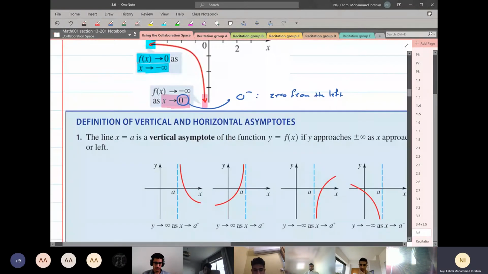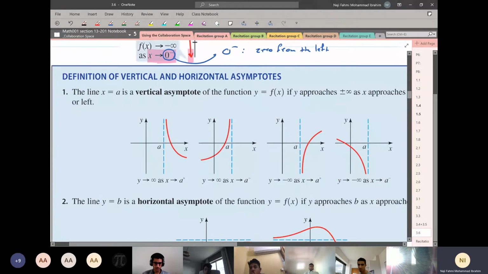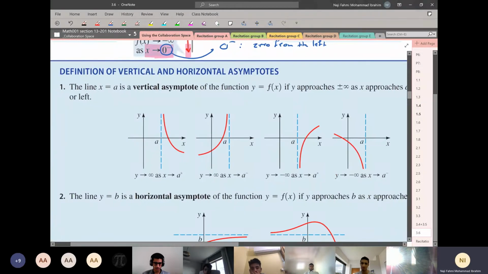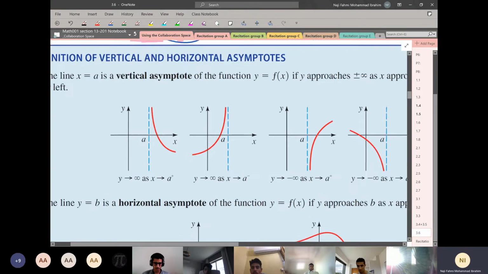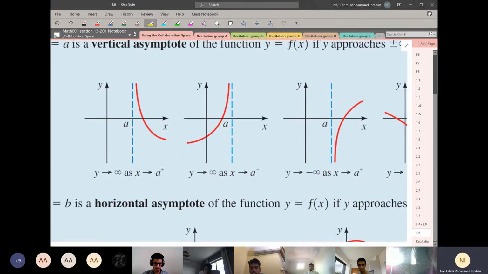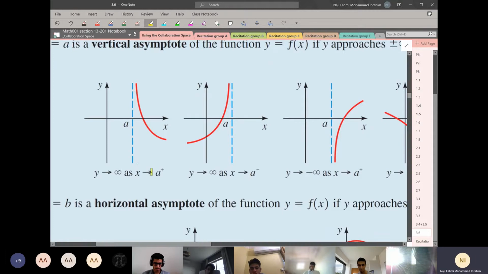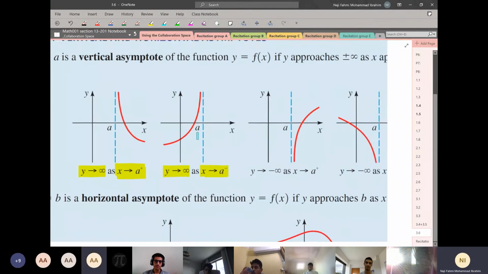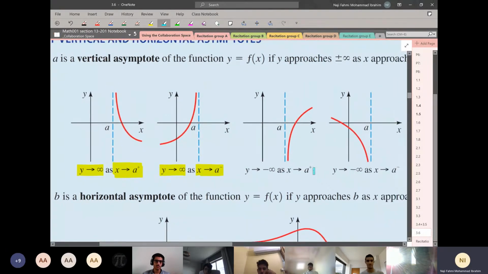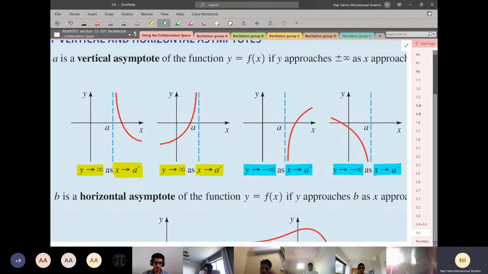Again, in my next slide here, you can see the definition of the vertical asymptotes and the horizontal asymptotes. The definition of a vertical asymptote, what does it mean? Again, as x approaches a real number, the value of y goes to infinity, or as x goes to a number from the left, y goes to infinity or negative infinity. Here in the first case, as x goes to a, y goes to infinity. In the right side, as x goes to a, the value y is going to where? To negative infinity.